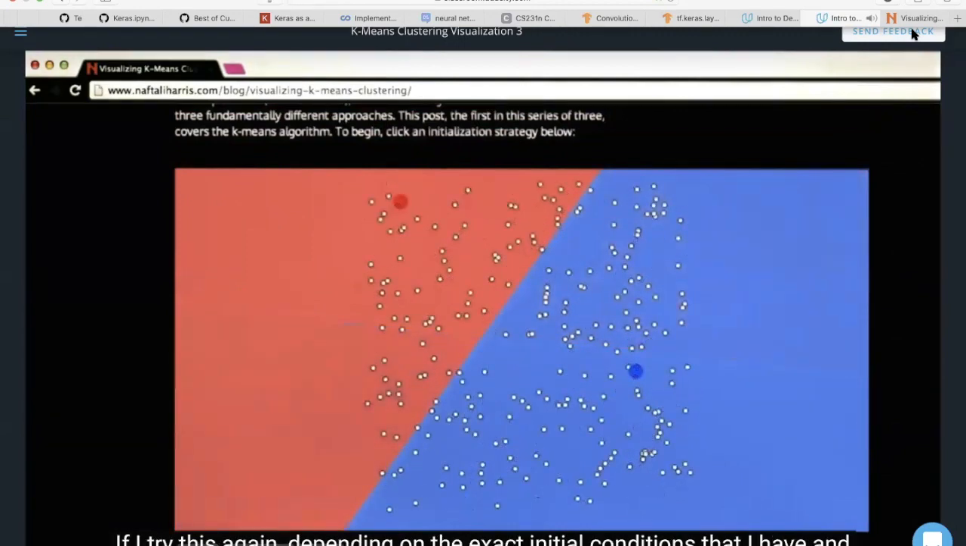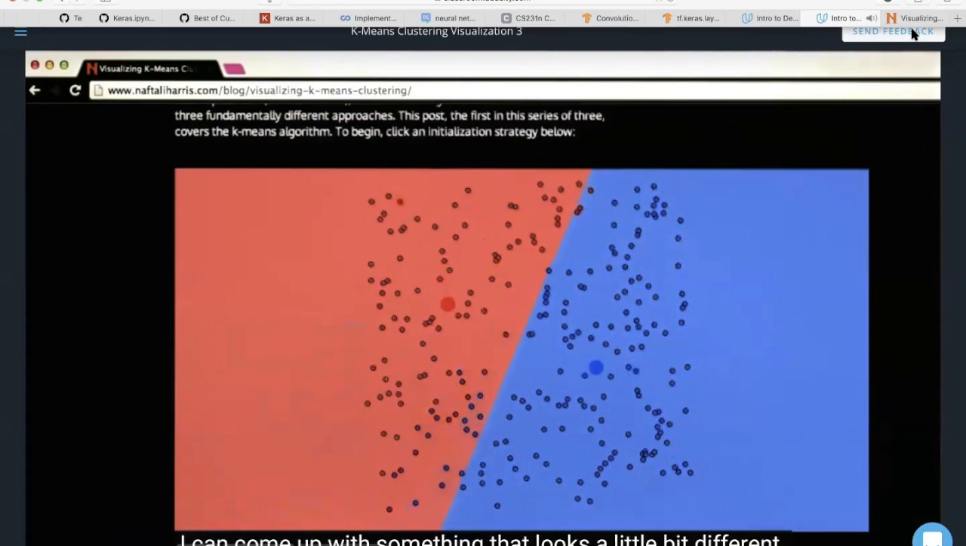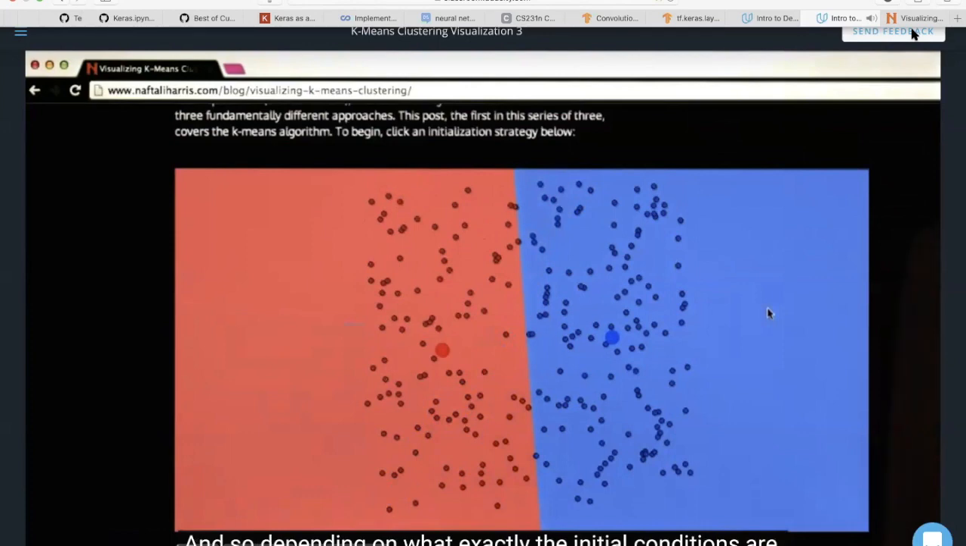If I try this again, depending on the exact initial conditions that I have and the exact details of how these points are allocated, I can come up with something that looks a little bit different. So you can see here that I ended up splitting the data vertically rather than horizontally. And the way you should think about this is the initial placement of the centroids is usually pretty random and very important. And so depending on exactly what the initial conditions are, you can get clustering in the end that looks totally different. Now, this might seem like a big problem, but there is one pretty powerful way to solve it. So let's talk about that.